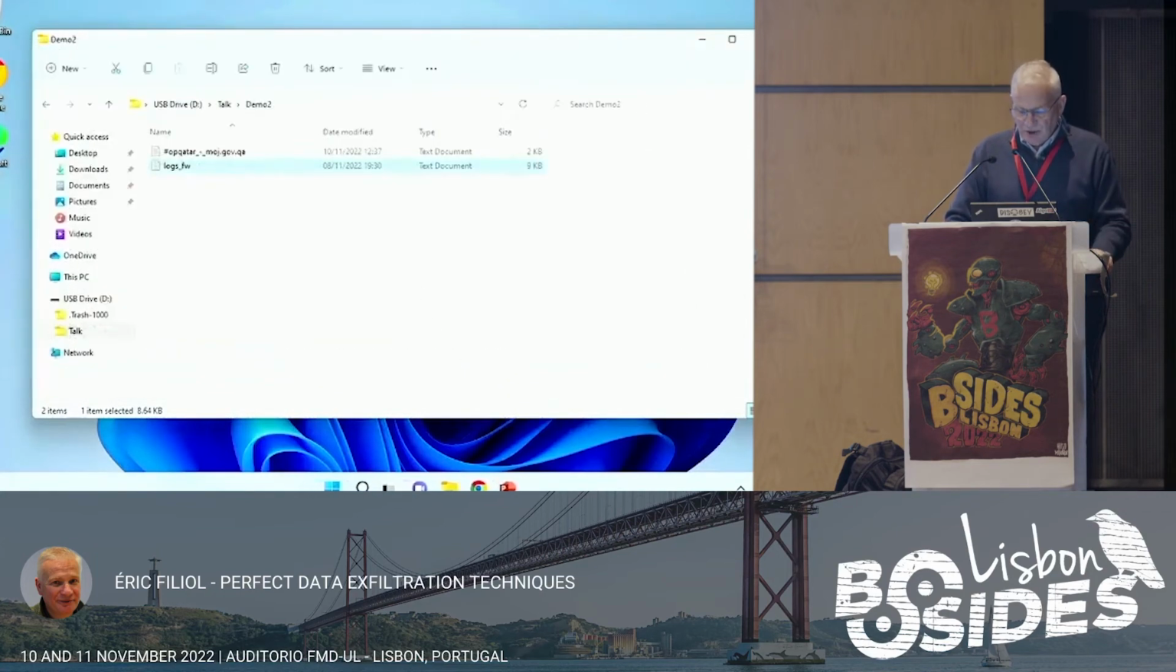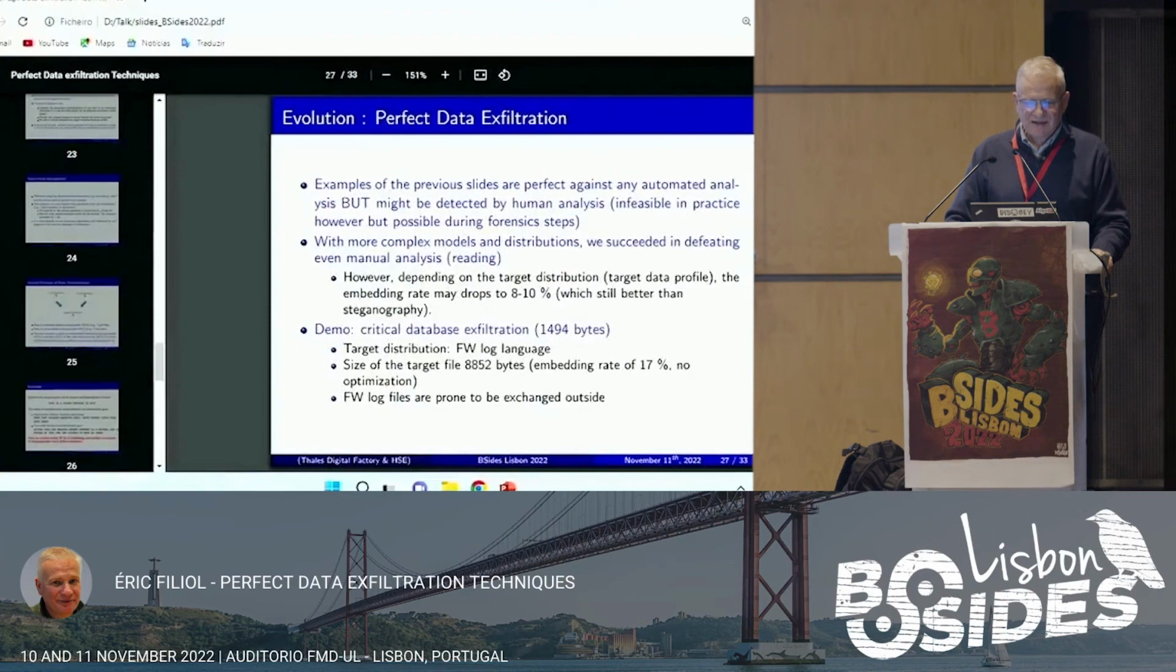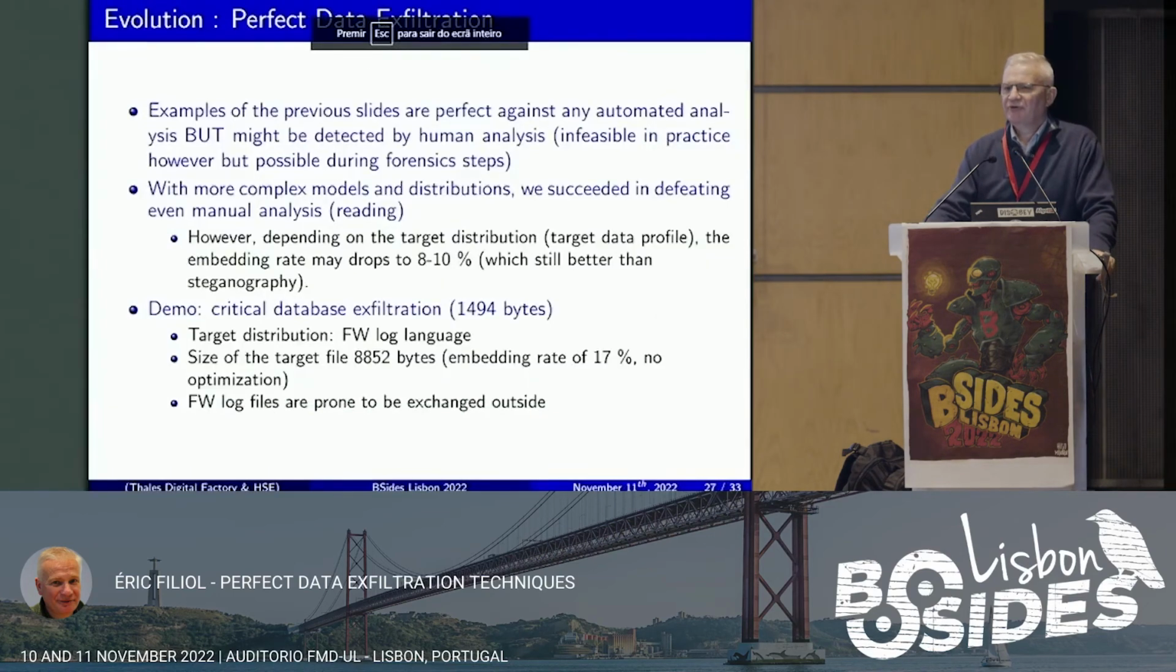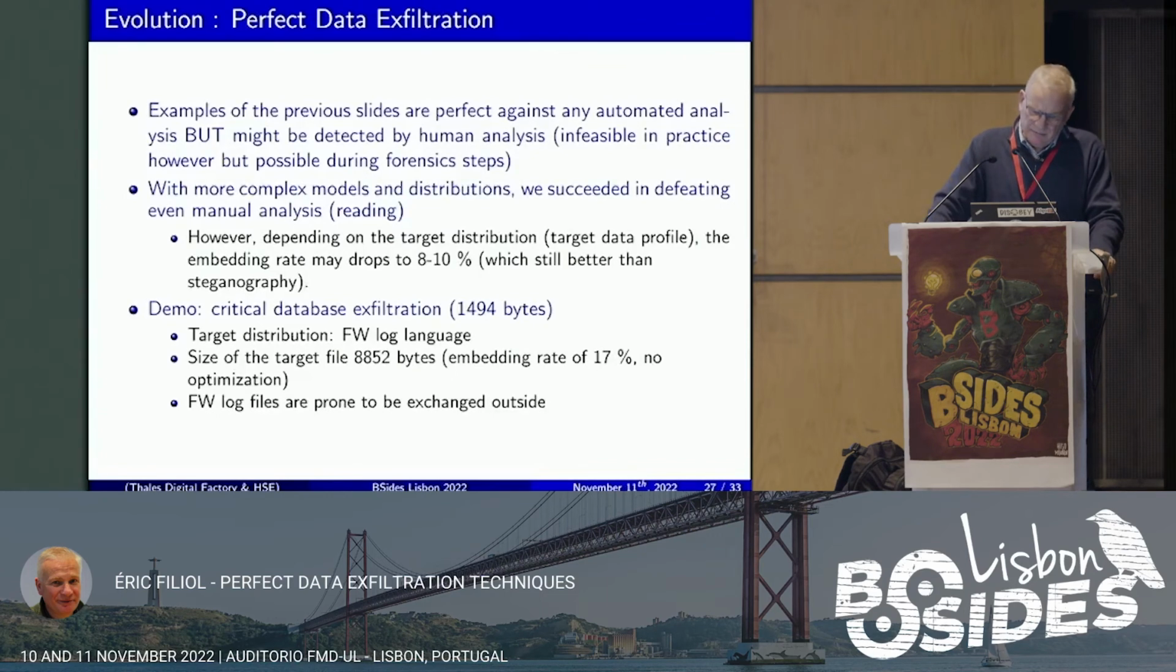And you can use as many different target distributions as you want. You can adapt to PDF. You can adapt to any language you want. This approach really defeats manual analysis. People will see normal text, and they will consider that this normal text can be exchanged outside. And of course, data will be exfiltrated.